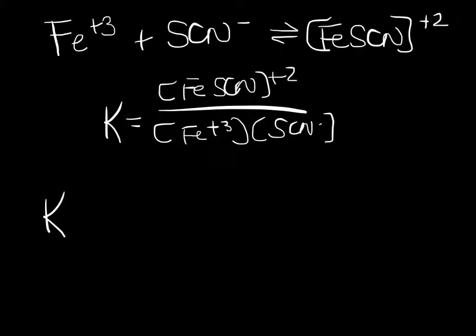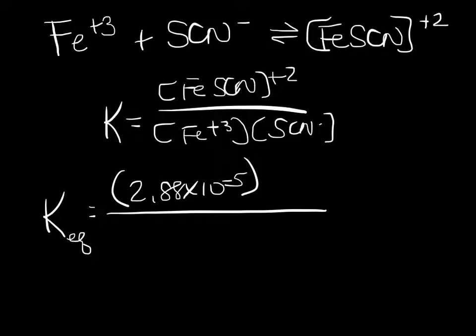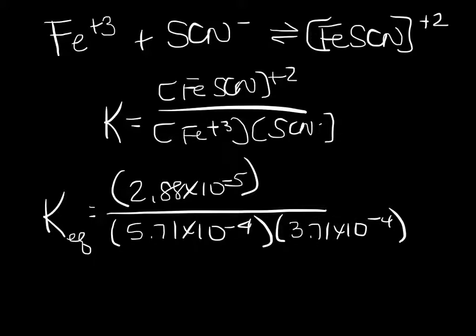So for test tube 1, and in the previous podcast I demonstrated how to solve for these values, my equilibrium concentration of the FeSCN complex ion was 2.88 times 10 to the negative fifth, I found my equilibrium concentration of Fe³⁺ to be 5.71 times 10 to the negative fourth, and my concentration for SCN⁻ was 3.71 times 10 to the negative fourth. If I solve that out, I get 136.